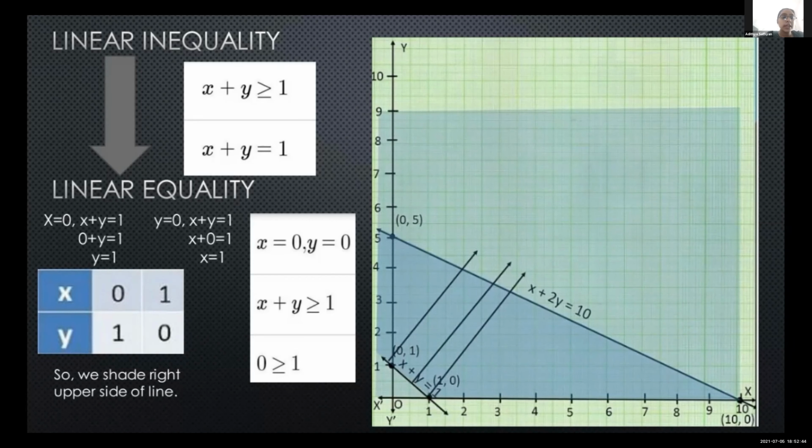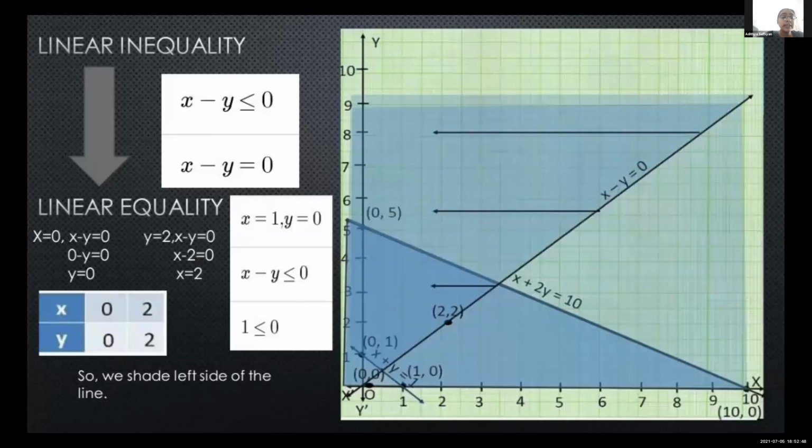Then the next linear inequality is x minus y greater than or equal to 0. Sorry, x minus y less than or equal to 0. So you have to make the linear inequality into a linear equality, and then find the values of x and y. Give x as 0, then you got the y value as 0. Then give y value as 2, and you got x as 2. So the points are 0, 0 and 2, 2.